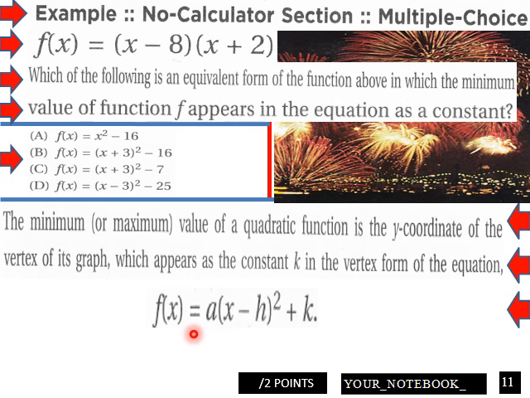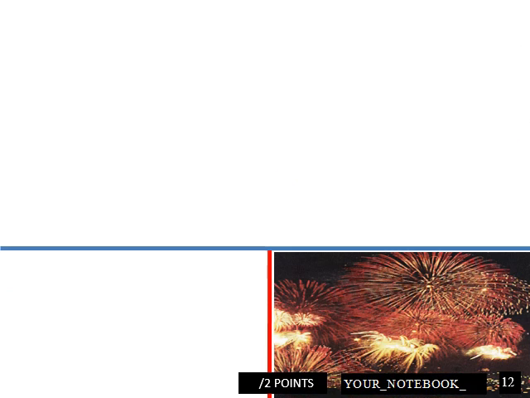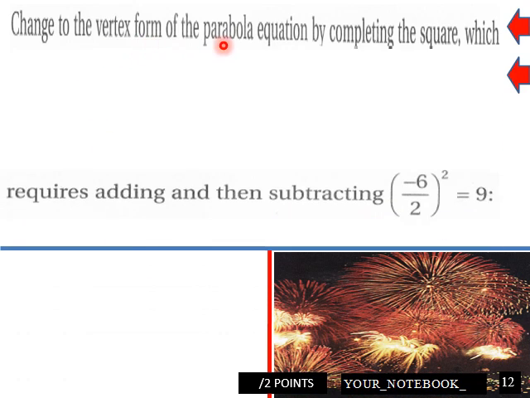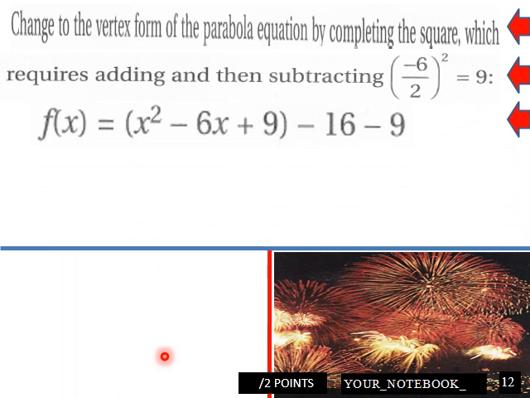So here, this is vertex form of a quadratic. Using FOIL, multiply out the binomial factors of f of x, which gives f of x equals x squared minus 6x minus 16. So we go up into here, change to the vertex form of a parabola by completing the square, which requires adding and then subtracting -6/2 squared, which equals 9. So here, what do we do? We square this, so we add 9 here.